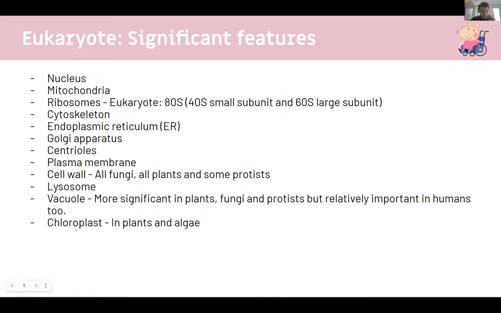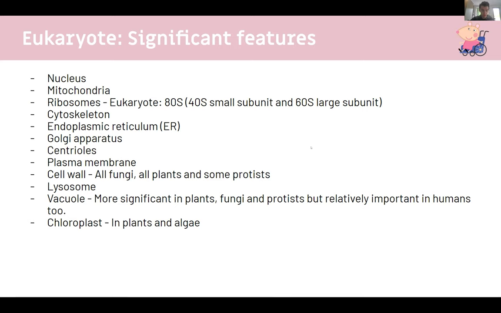I will mention that they have different ribosomes. In eukaryotes, you have an 80S ribosome with a 40S small subunit and a 60S larger subunit. And these are important in antibiotics. So you can specifically target prokaryotic ribosomes and not affect eukaryotic ribosomes because they have different structures.